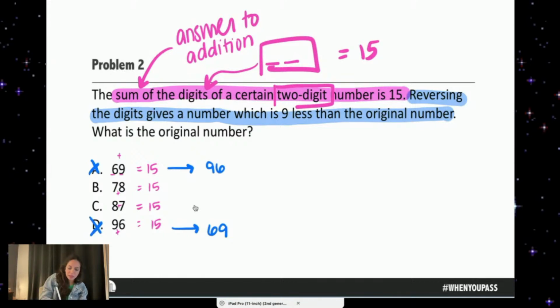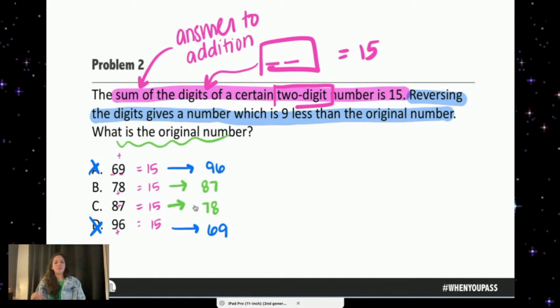B and C. Reversing the digits of 78 gives me 87, and reversing the digits of 87 gives me 78. Are 87 and 78 9 digits away from each other? They most certainly are. They are 9 away from each other. But now I have to figure out what exactly it asked for. What is the original number?